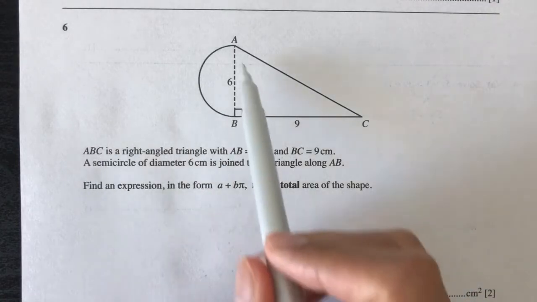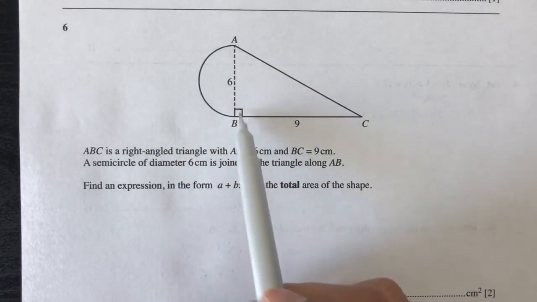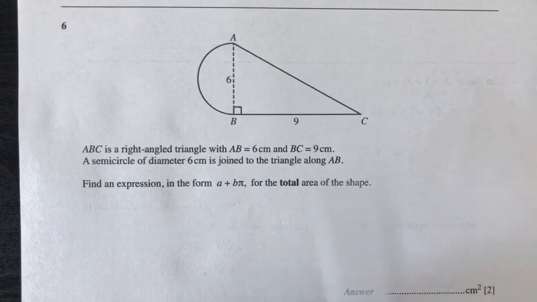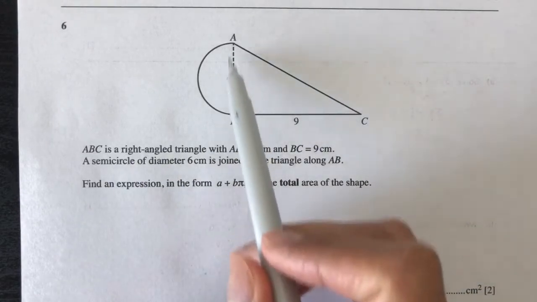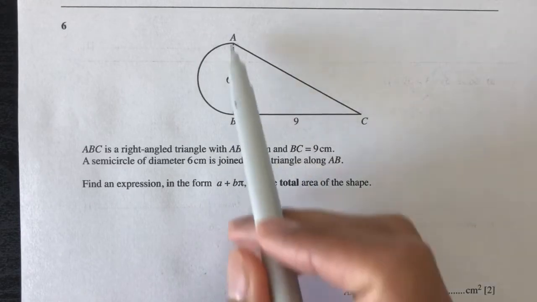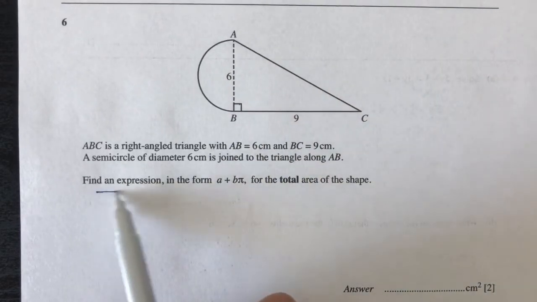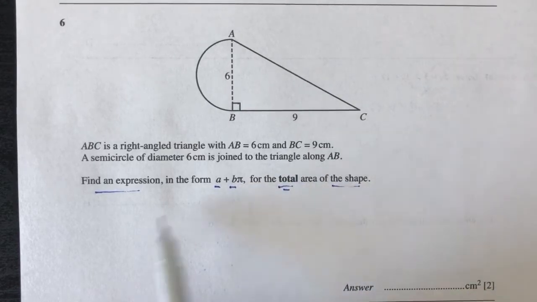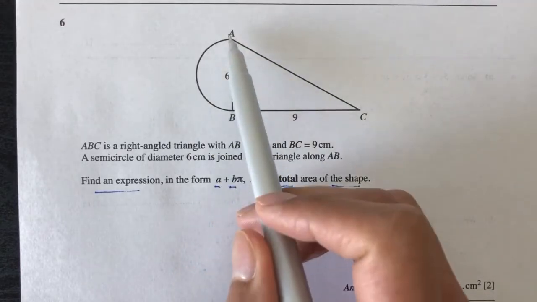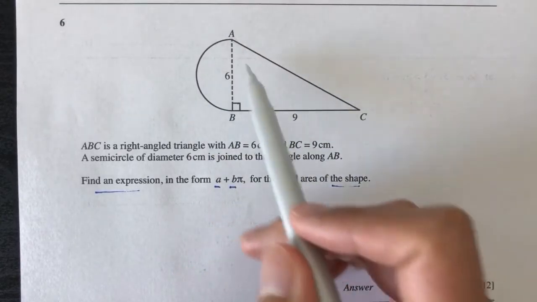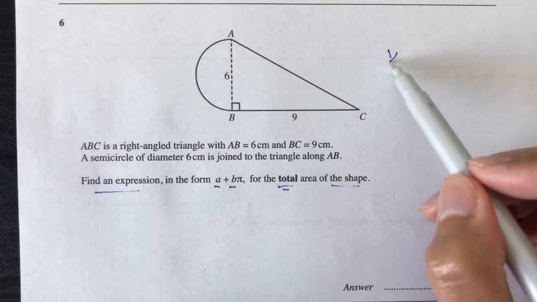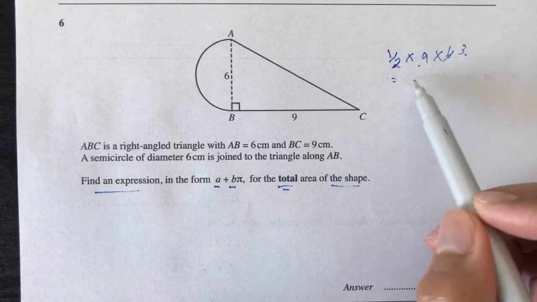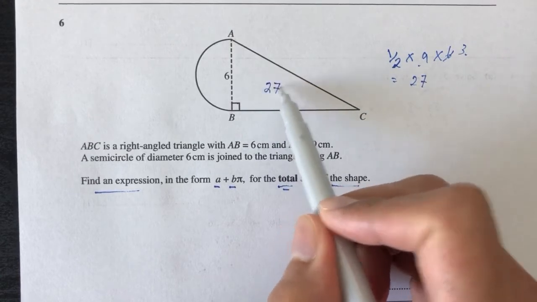So we have ABC. ABC is a right angle triangle with AB equal to 6, and BC equal to 9. A semicircle of diameter 6 is joined to the triangle along AB, as you can see. So now find an expression in the form A plus B pi for the total area of the shape. As you can see, this shape is the area of a semicircle plus the area of a triangle. So how do you find the area of a triangle? We all know it is half times base times height. So let's simplify that. 9 times 3 will be 27, that is for the triangle.